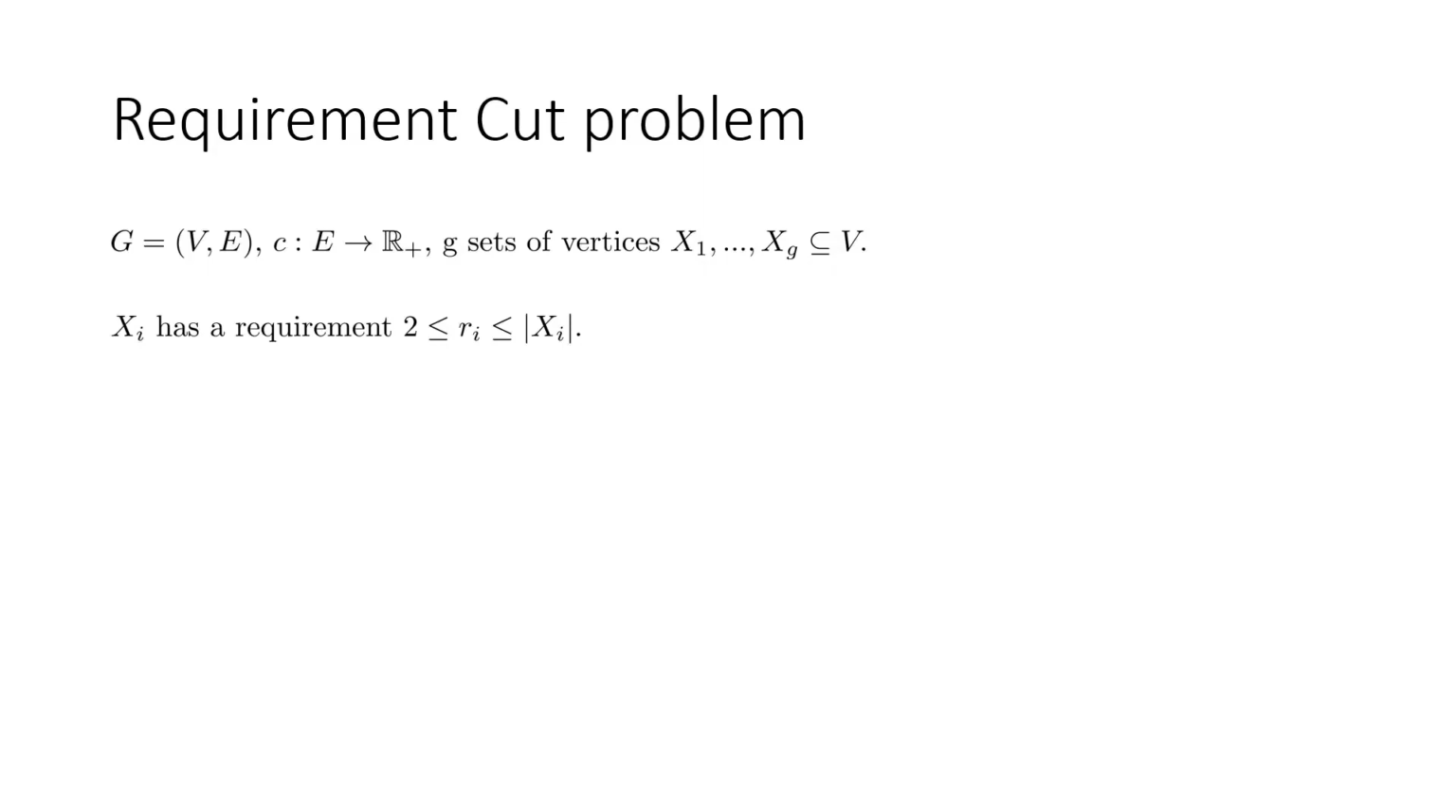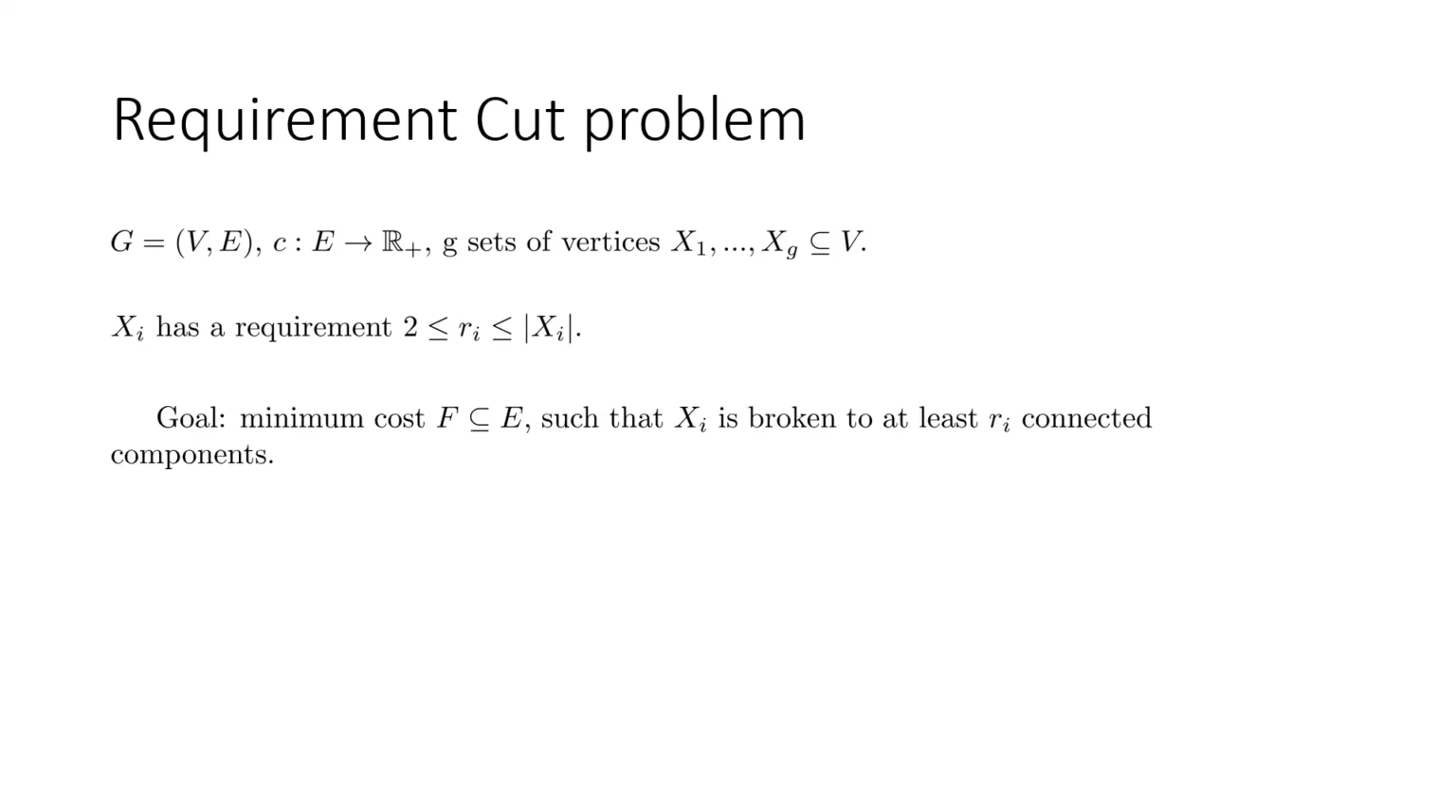So in this problem, we have a graph with edge weights and sets of vertices that each have a requirement that is between 2 and the size of the set. What we want to achieve here is finding a set of edges that, when they are removed from G, break each set of vertices into at least that many connected components.